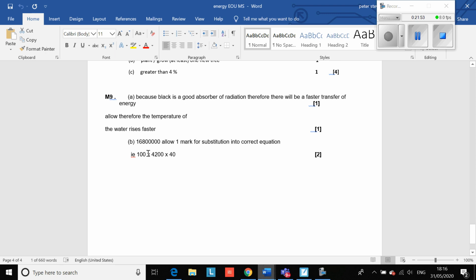So 100 times 4,200 times 40 is 168 followed by 5 zeros. So that's 16,800,000 joules for your answer. And there it is. Okay, so what you need to do now is tot up your final mark.